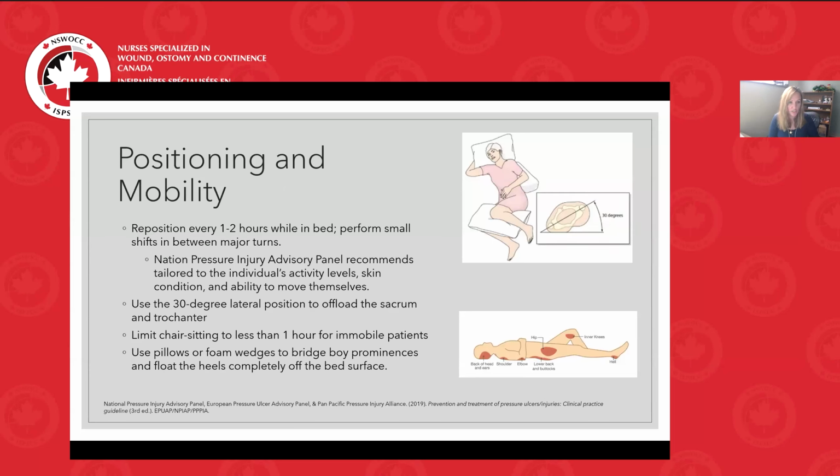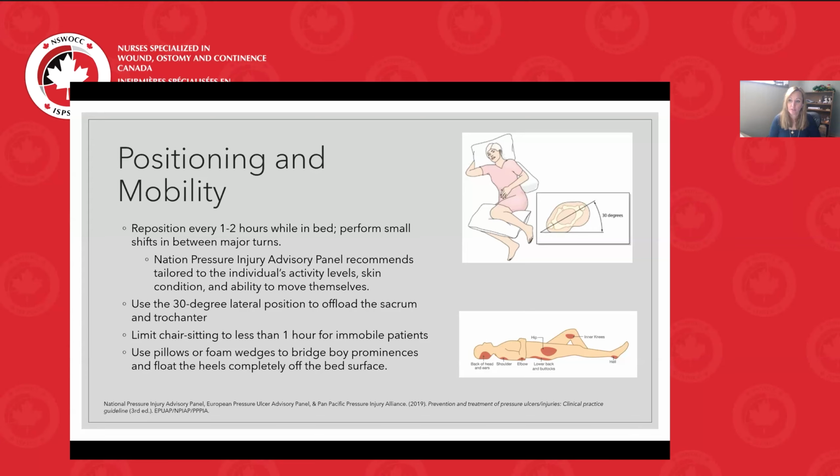When we talk about positioning and mobility, guidelines out there recommend repositioning every 1 to 2 hours when the patient's in bed. We even want to perform some micro turns, they're called, or micro shifts, in between the 1 to 2 hours. These are just tiny, you might just pull them to the side if they're not able to reposition themselves at all. And then one recommendation is when they're in the sidelying or lateral position, you want to offload the sacrum, so they need to be at about 30 degrees. We want to limit chair sitting to about an hour if our patient is completely immobile.